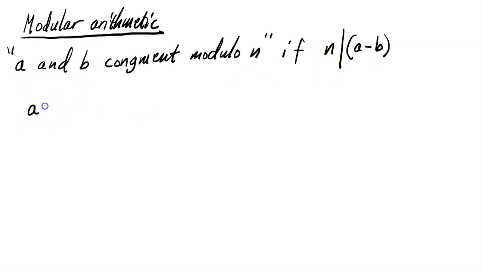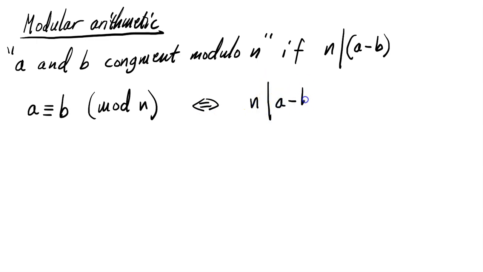There's also a shorthand for this. You write this as A congruent to B modulo n. So instead of saying the sentence, you can write A congruent to B modulo n. And that just means that n divides A minus B. That's the definition of it, so it's the same thing per definition.